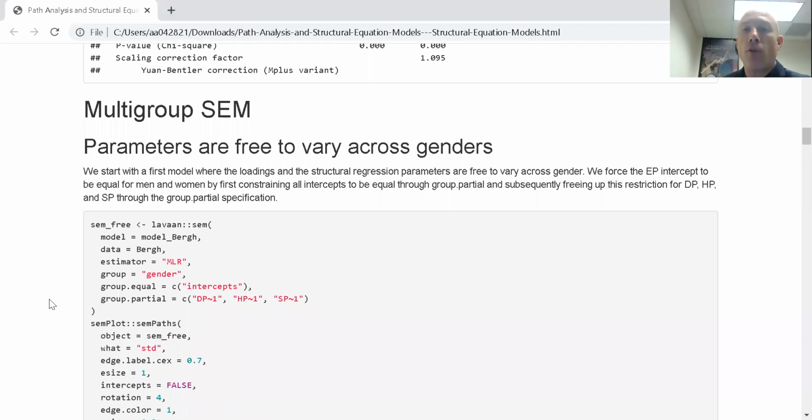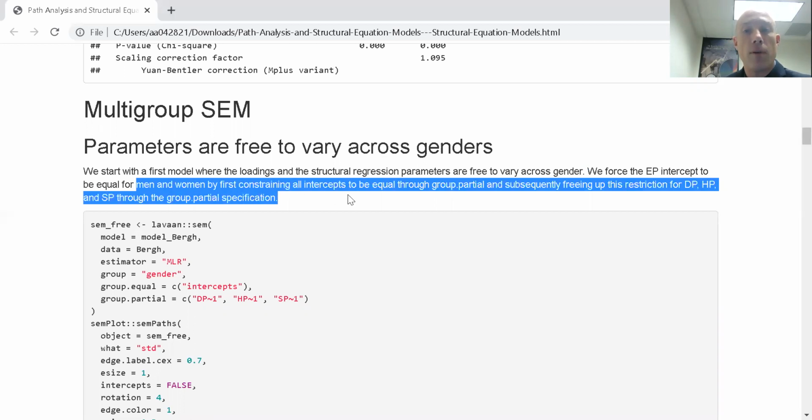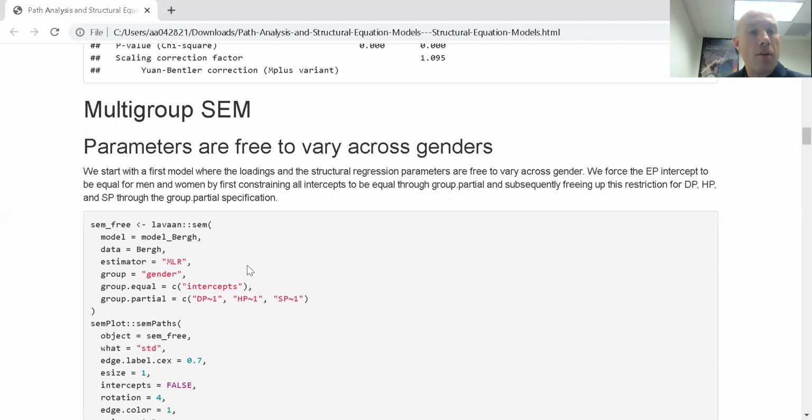So for this first model, we're going to say that all the parameters are free to vary across the gender. So male and female can have different parameters. All right, so there's going to be more flexibility on this model than the ones that we're going to look at next. So we're going to say that the loadings can vary between genders. And now we're going to force the intercept to be equal between genders. And that's going to be done here.